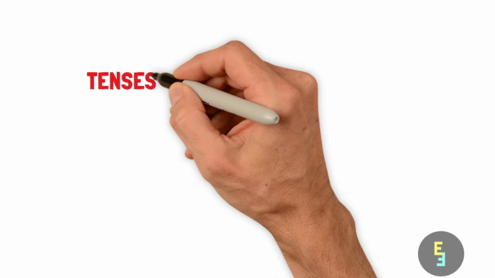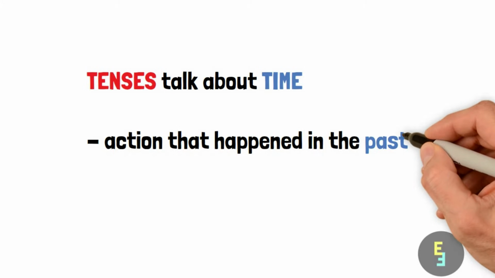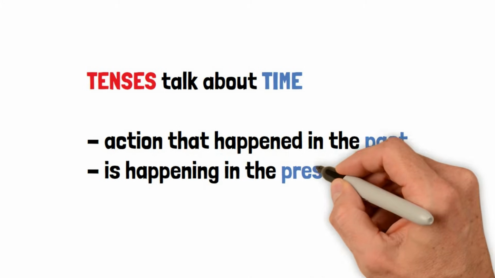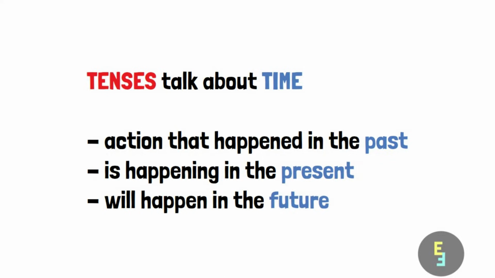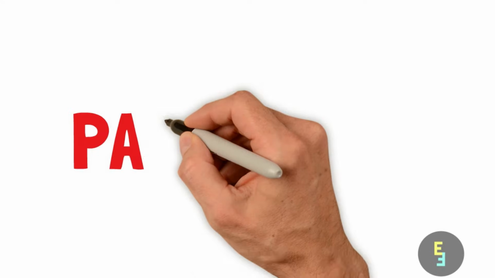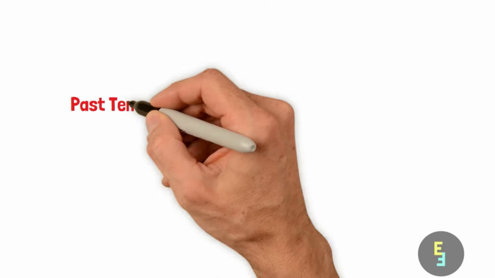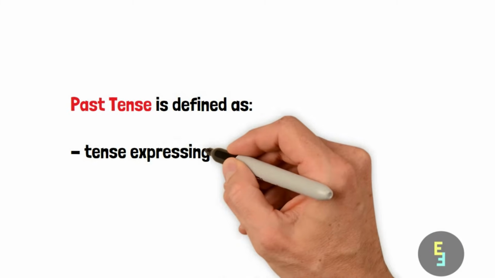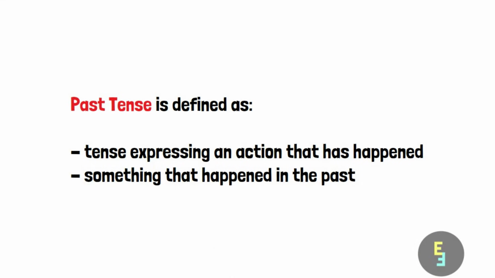In English, we use the concept of tenses to talk about time, to refer to an action that happened in the past, is happening in the present, or will happen in the future. Now, let's focus on the past tense. Past tense is defined as a tense expressing an action that has happened or a state that previously existed. In other words, we use the past tense to talk about something that happened in the past.